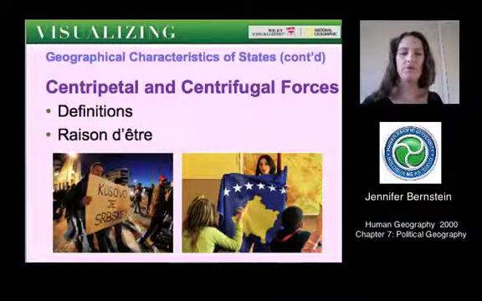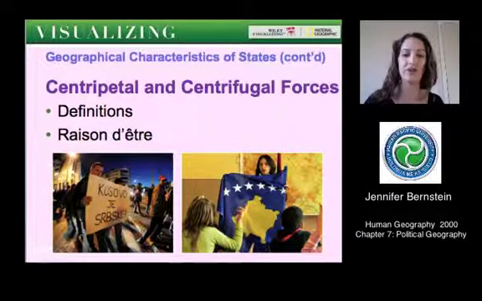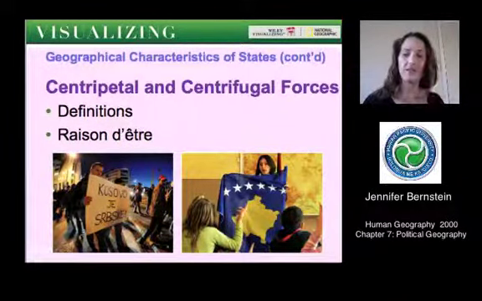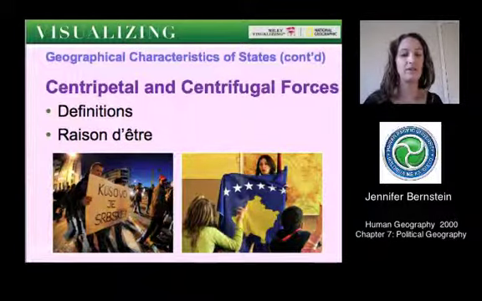So centripetal and centrifugal forces. Basically, these are forces that affect the unity of a state, either by bringing it together or by pushing it apart. Centripetal is a circumstance that binds the social and political fabric of a state, and centrifugal is one that weakens the internal unity of a state.